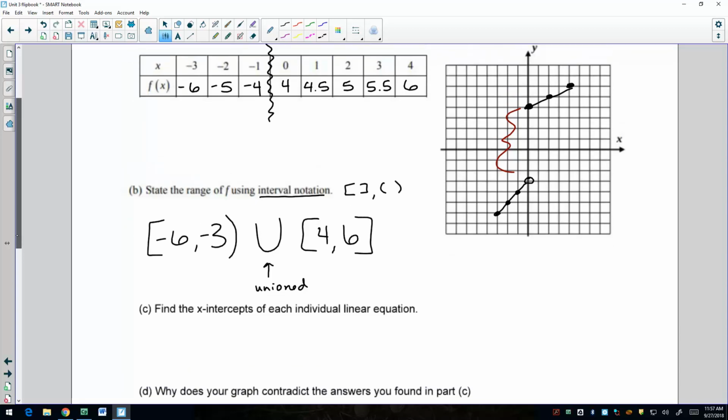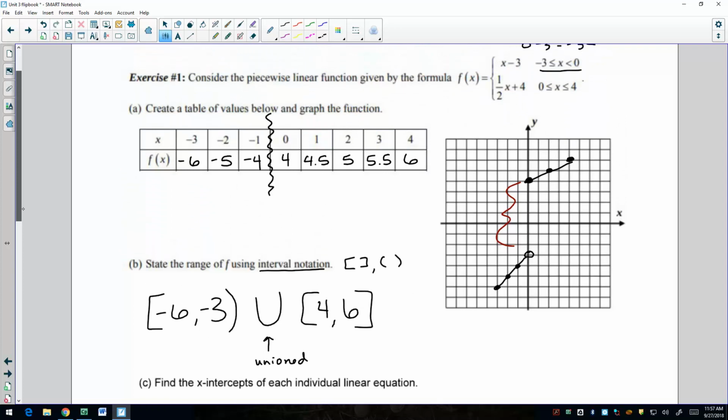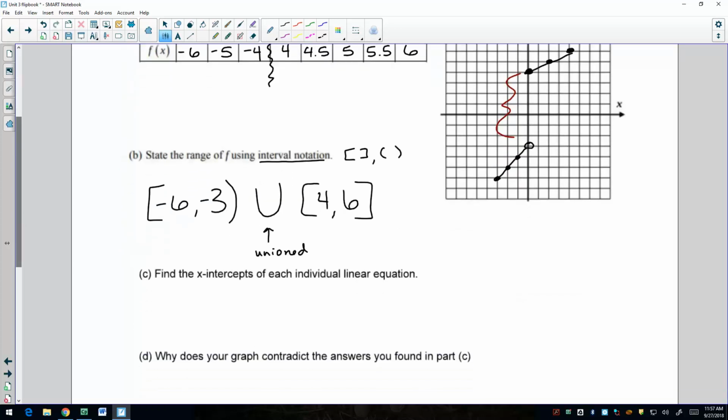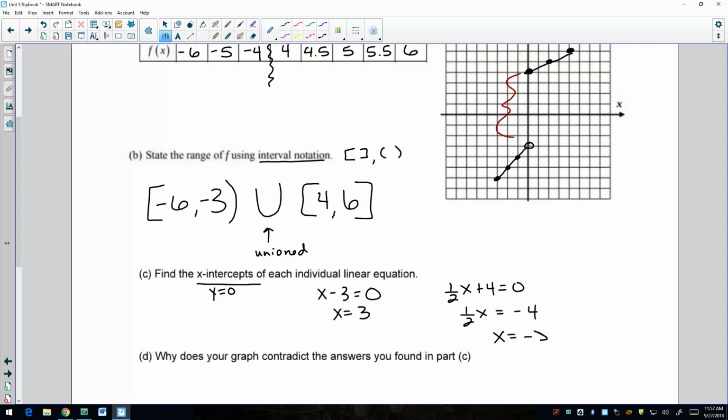C says, take each individual linear equation and find the x-intercepts. So remember, when you're finding the x-intercepts, that's when the y's are 0. So I'm going to take each equation. The first one was x minus 3, and I'm going to set it equal to 0 and solve for x. So I add 3 over, so that x-intercept is 3. The other equation, I'm going to set equal to 0, 1/2 x plus 4. Subtract the 4 over, and then multiply by 2, so you get x equals -8. So there's your two x-intercepts.